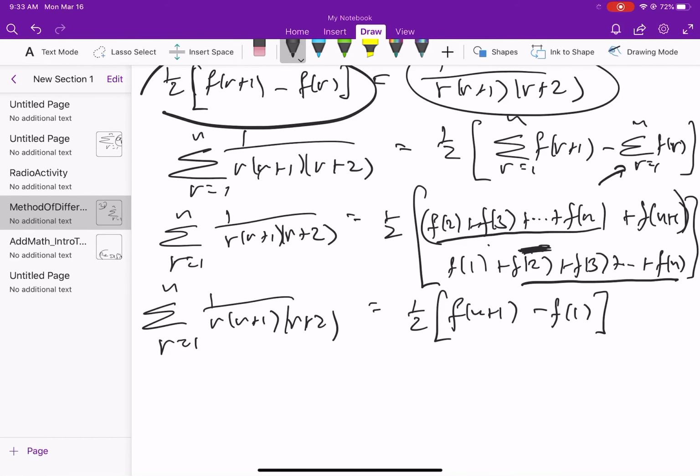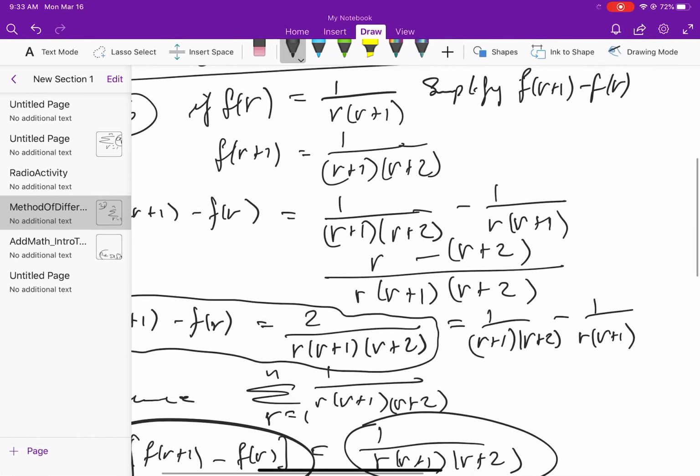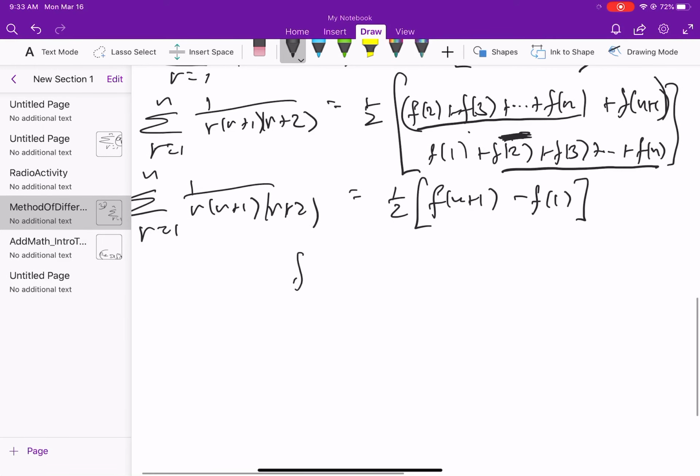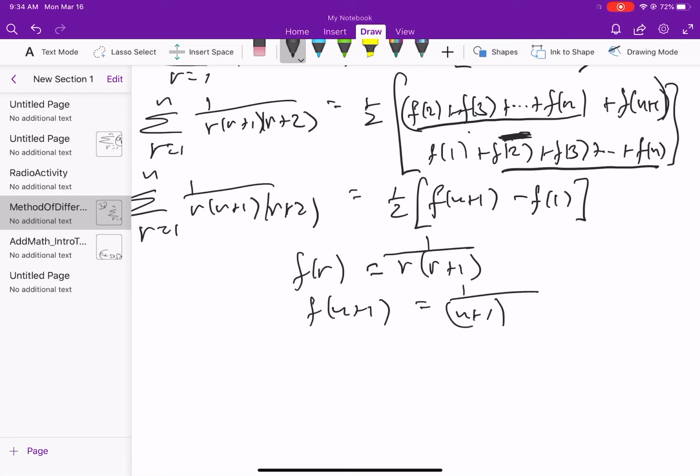Now, all I have to do is go back to the f of r function. Let me write what's f of r. F of r was 1 upon r into r plus 1. So if I wanted f of n plus 1, you simply replace n plus 1 wherever you see r: 1 upon n plus 1 into n plus 2. And f of 1, this guy, would be equal to 1 upon 1 times 2.